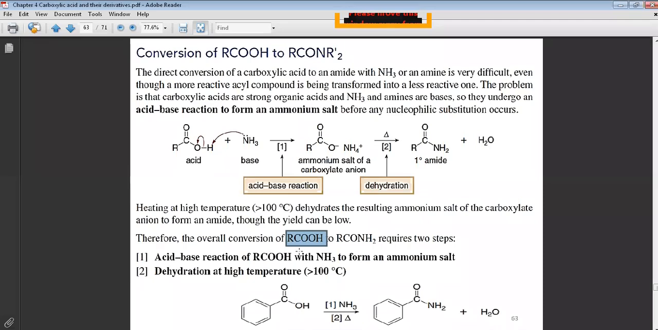Acid-base reaction of the carboxylic acid with ammonia. Look, the first one is the acid-base reaction of the carboxylic acid with NH3 to form the ammonium salt. The second step is dehydration by heating, by more than 100. Why more than 100? Because we know the boiling point of water is 100. Then the H2O molecule can be removed from the structure by heating more than 100, not less than 100.